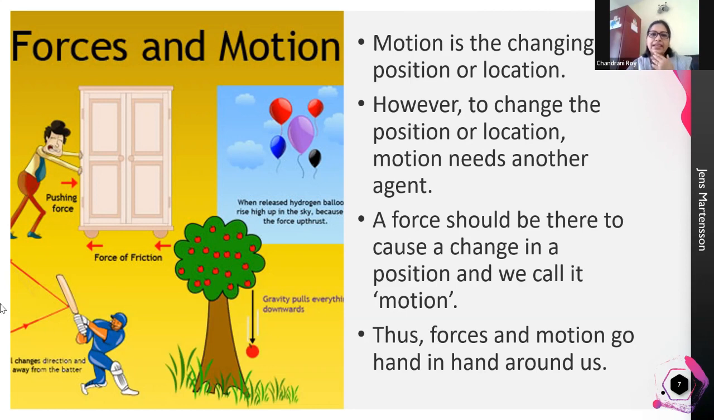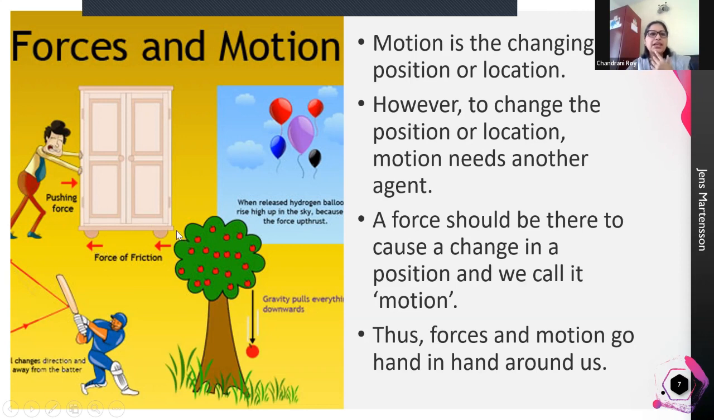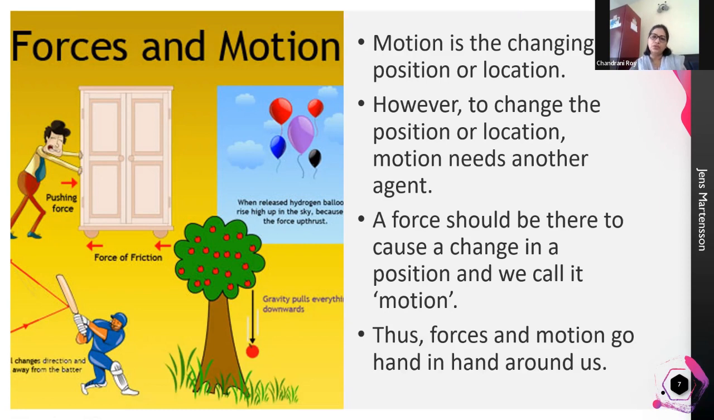So this is something that we can give examples of by pushing something that is on wheels, or releasing hydrogen balloons because of the force upthrust, since hydrogen is lighter. Then gravity pulls everything down, which is why things fall down. And also how the motion of an object can be changed when we hit it. So these are some examples where we use motion, and then direct them towards forces. So we'll often say that a force has been applied on a ball when it is kicked.